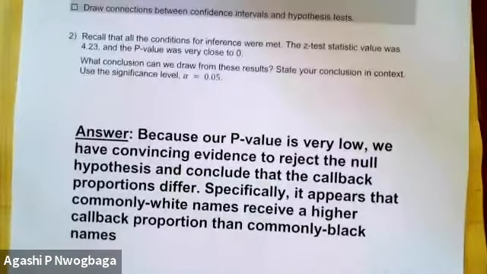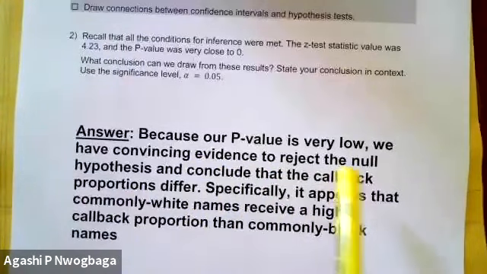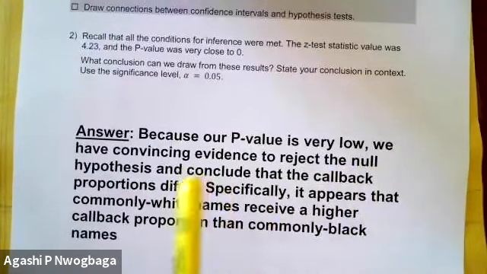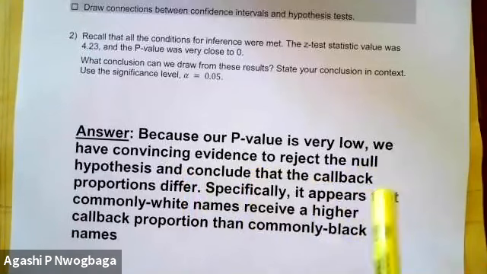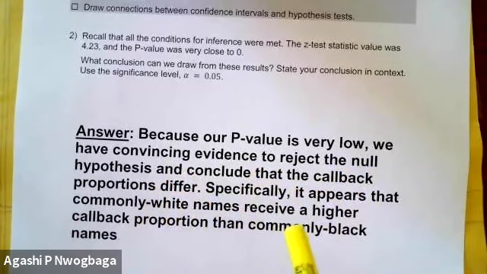This is our conclusion. Because our p-value is very low, we have convincing evidence to reject the null hypothesis and conclude that the callback proportions differ. Specifically, it appears that commonly white names receive a higher callback proportion than commonly black names.